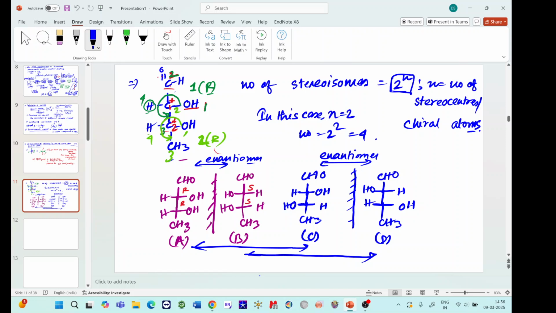They are not mirror image. They are not superimposable. These are called diastereomer. The diastereomer means non-superimposable, non-mirror image. Okay, they have no relation in between them. They are just normal isomer, not stereoisomer.